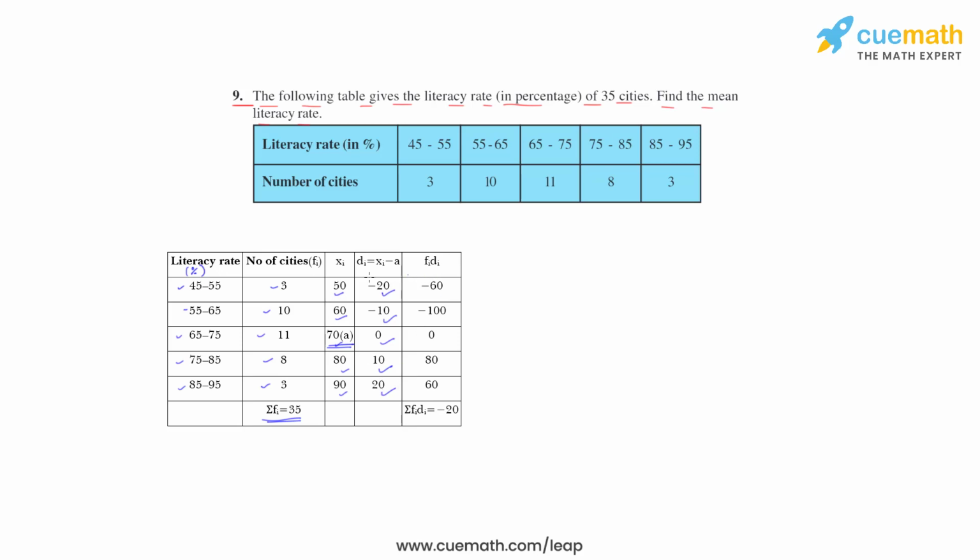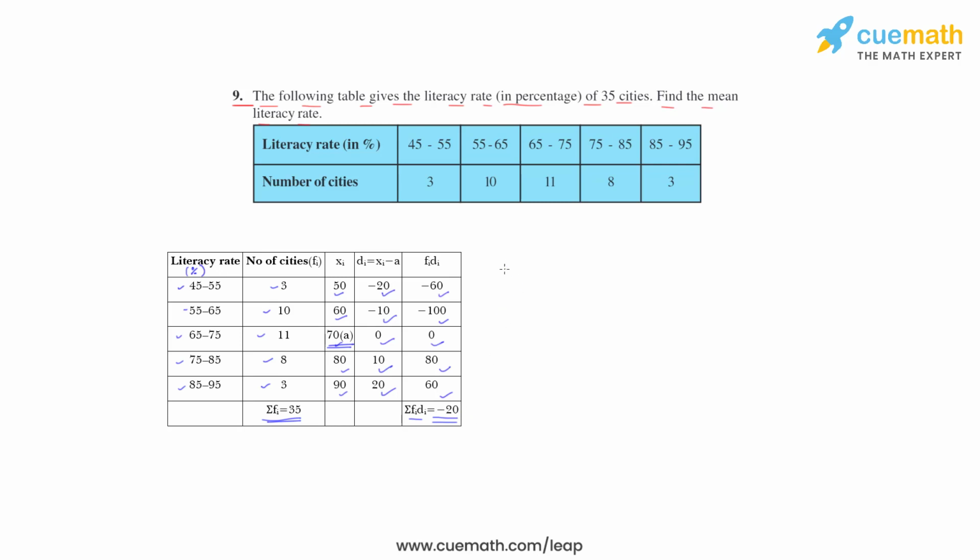Then fidi we have to find. So 3 into minus 20, minus 60, 10 into minus 10, minus 100, 11 into 0, 0, 8 into 10, 80, 3 into 20, 60. Sum of all fidi is minus 20.